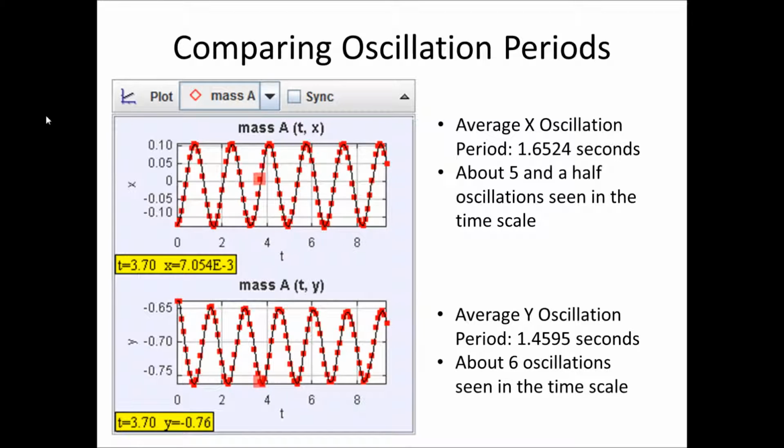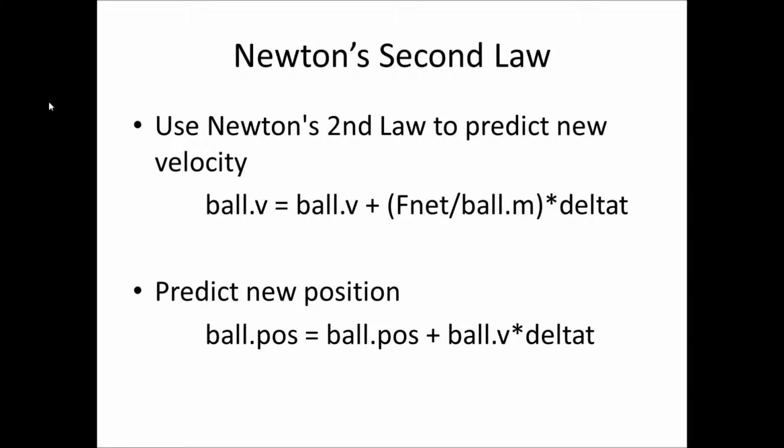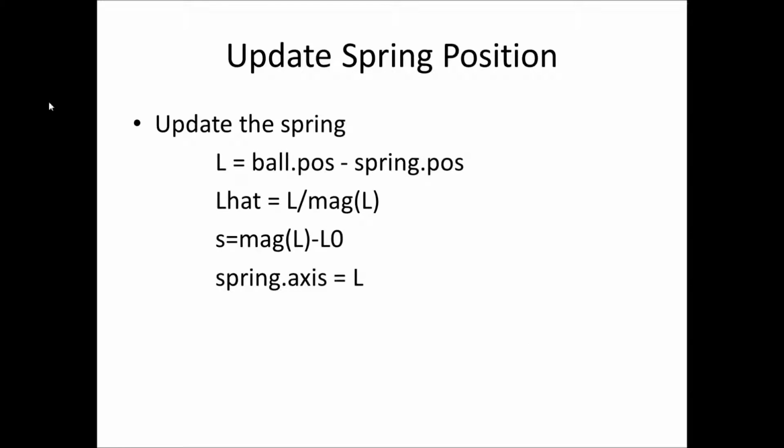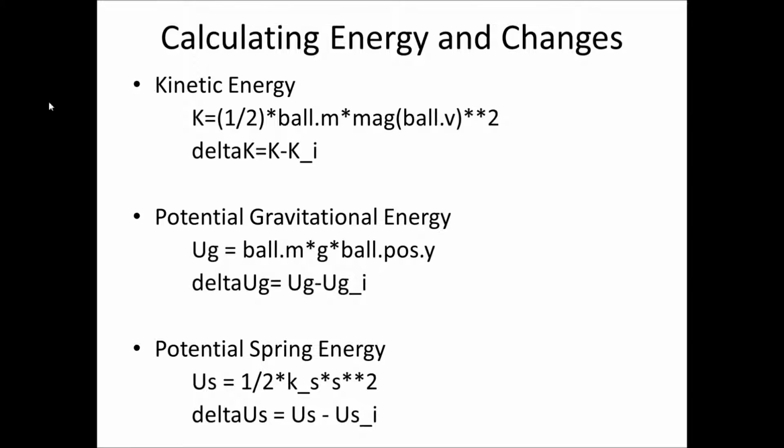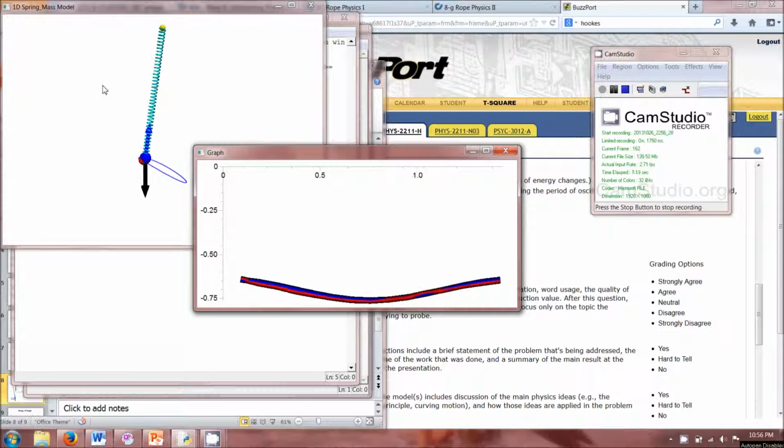The model in VPython was created with a loop which would update the gravitational and spring forces on the mass and calculate Fnet, then use Newton's second law to update the ball velocity and position, update the spring position to allow the spring force to be calculated on the next step, and finally calculate values for the kinetic energy, potential gravitational energy, potential spring energy, and the change in each energy. The visual model created was compared to the observed motion.